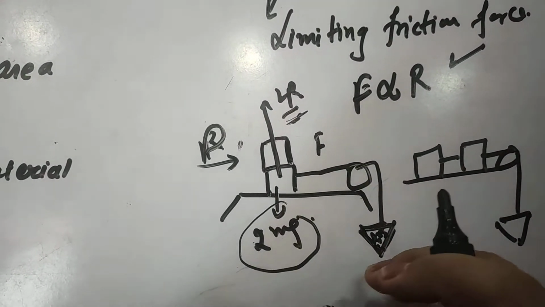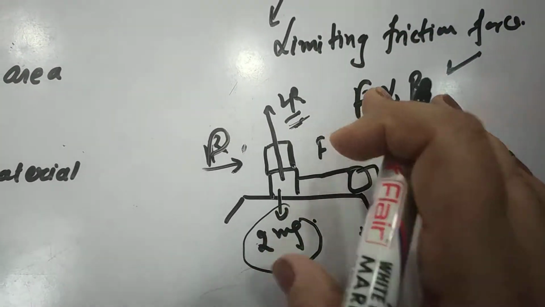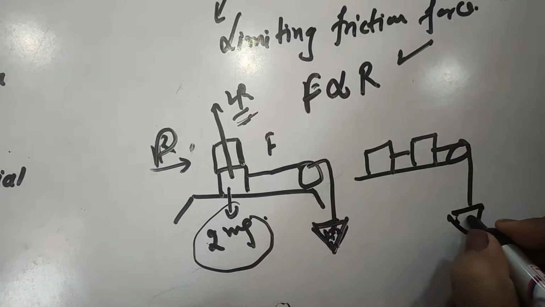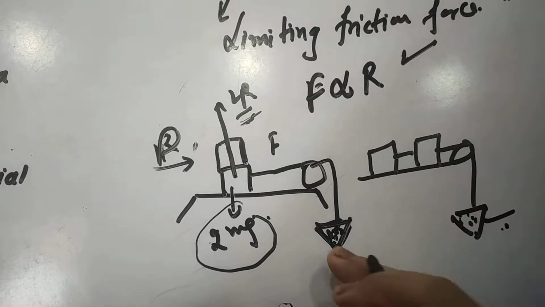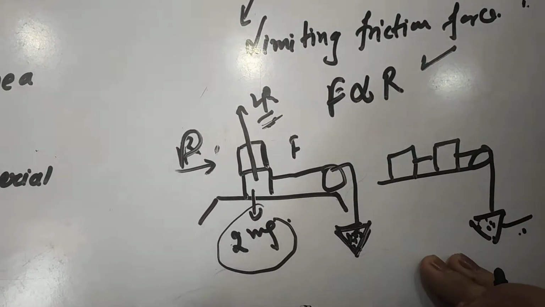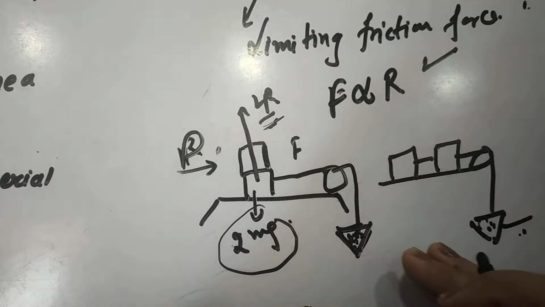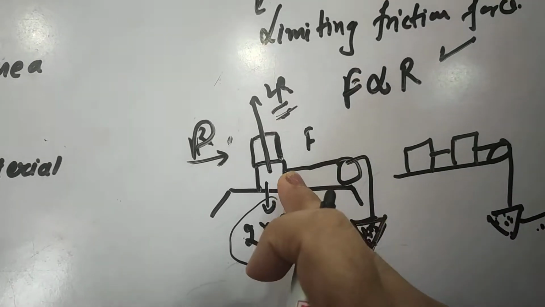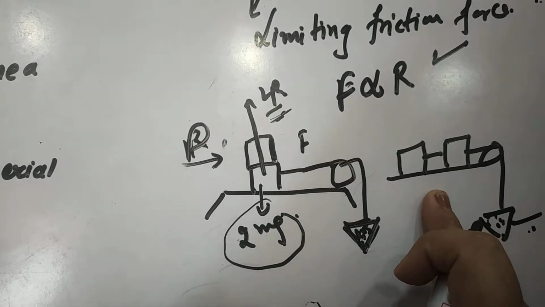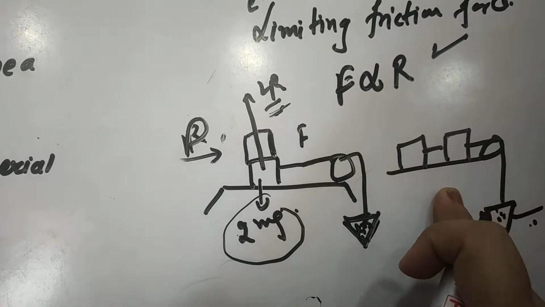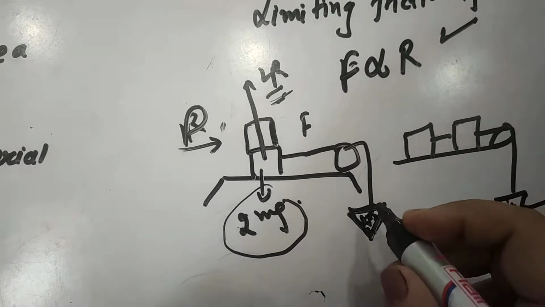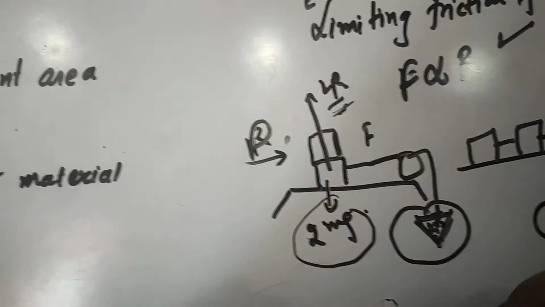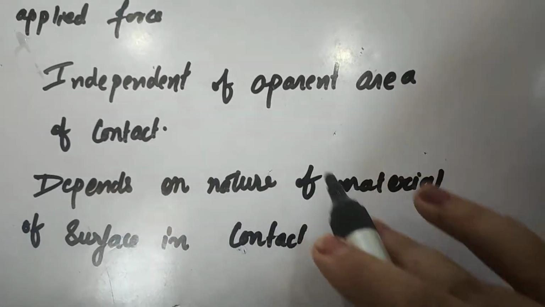And it is observed experimentally that when we keep the boxes like this or like this, the weight of the pan plus the weight of the coins is exactly equal. This shows that limiting frictional force is independent of area of contact. Here the apparent area of contact is smaller, and here it is more, but still this weight is equal in both cases. So we can say that it is independent of apparent area of contact.